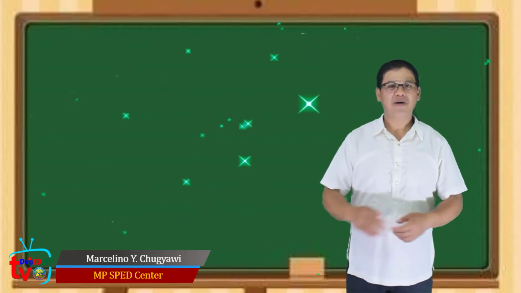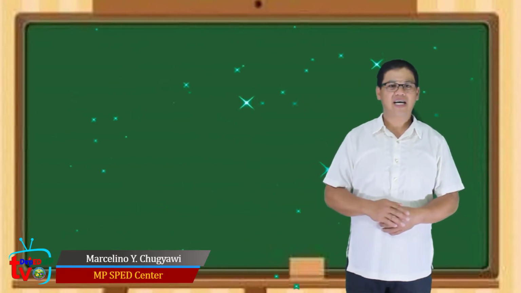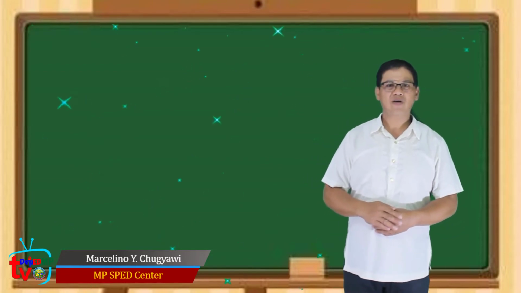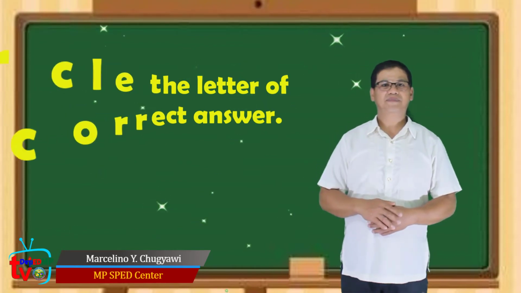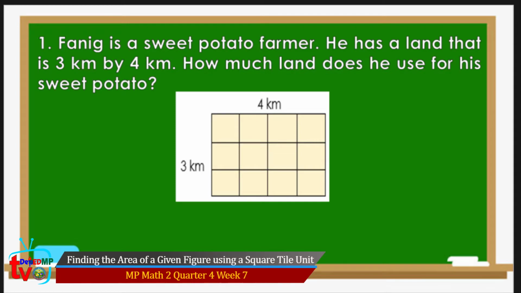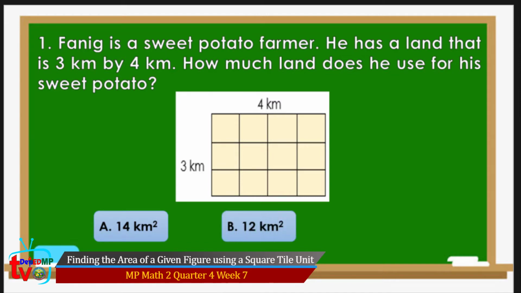Let us see how familiar you are with our lesson today. Answer the questions that follow by encircling the letter of the correct answer on your module. Number 1. Fanig is a sweet potato farmer. He has a land that is 3 kilometers by 4 kilometers. How much land does he use for his sweet potato? Is it A, 14 kilometers square, B, 12 kilometers square, or C, 16 kilometers square?